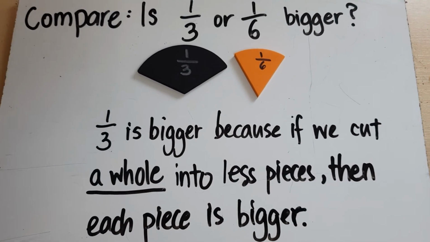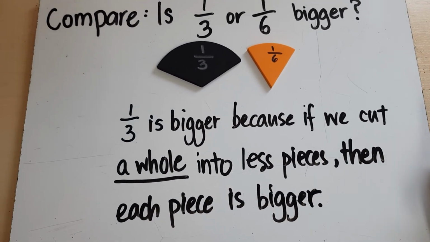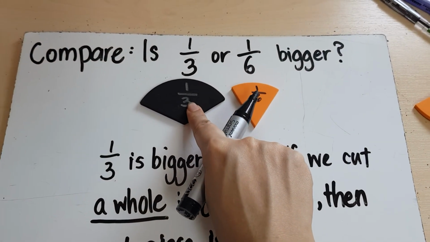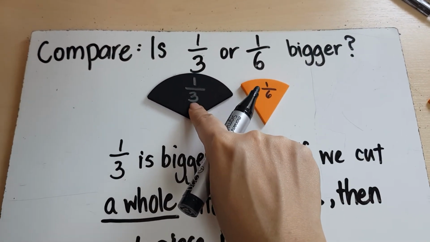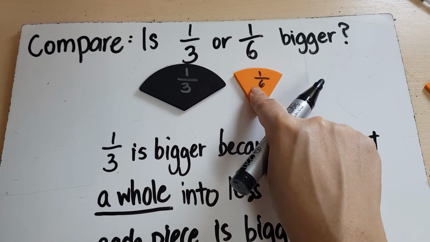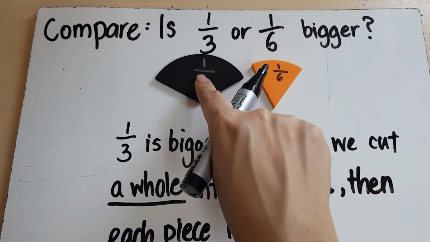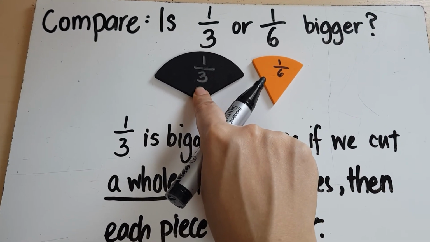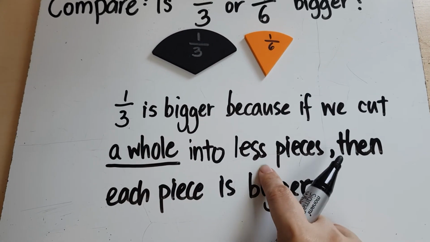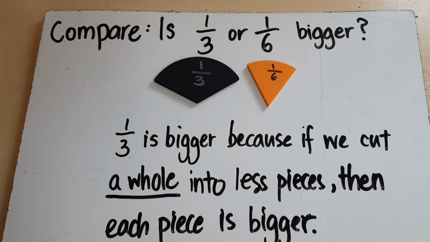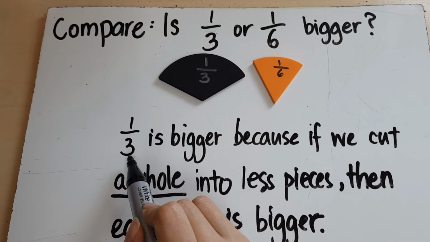If you think of it in a real life example and you have a pizza, if you invite 3 friends and you cut your pizza into 3, each one is going to eat this amount. But if you have more friends, everybody's going to be eating less if they're sharing the same pizza. So if you have fewer friends coming to share your pizza, you only need to cut it into 3 pieces. If you cut it into fewer pieces, then each piece is bigger. And that's how we explain why 1/3 is bigger.